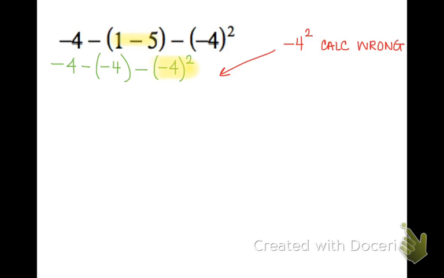Because the right way to type it in your calculator is you have to put parentheses around the negative 4. Otherwise, it thinks you're squaring a positive 4 and not a negative 4. So you have to make sure you have those parentheses.